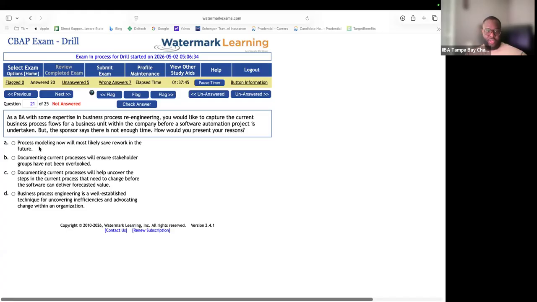What do we think of A, process modeling now will most likely save rework in the future? I would say C. Documenting the current process will help uncover the steps in the current process that need to change before the software can be delivered for best value. Okay. Any other opinion?